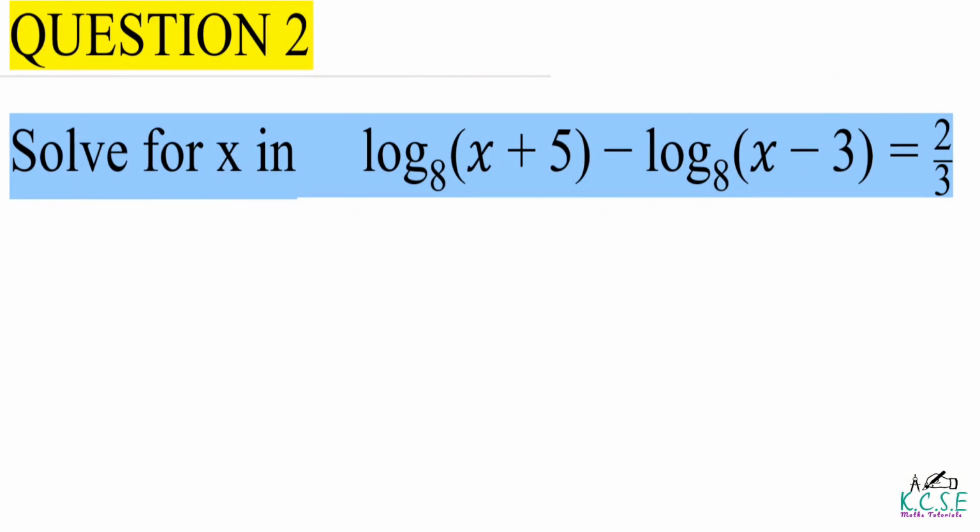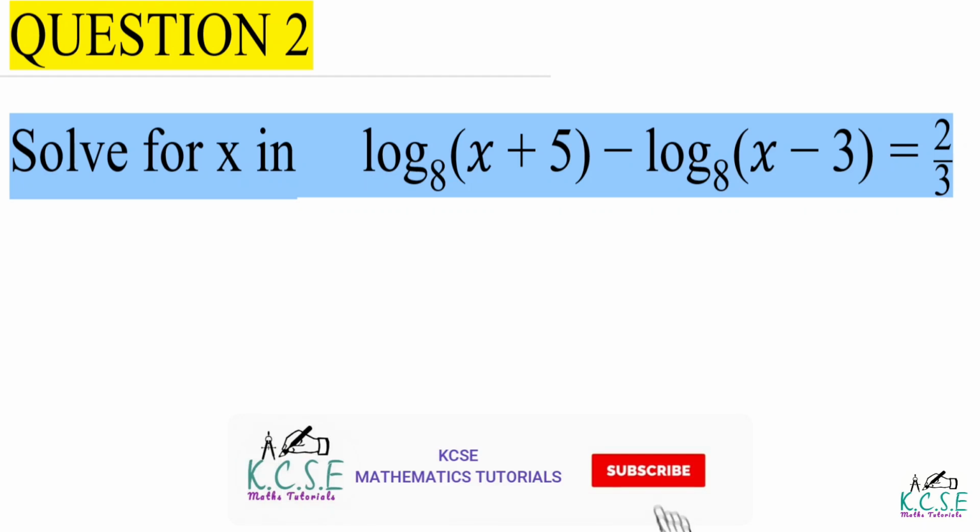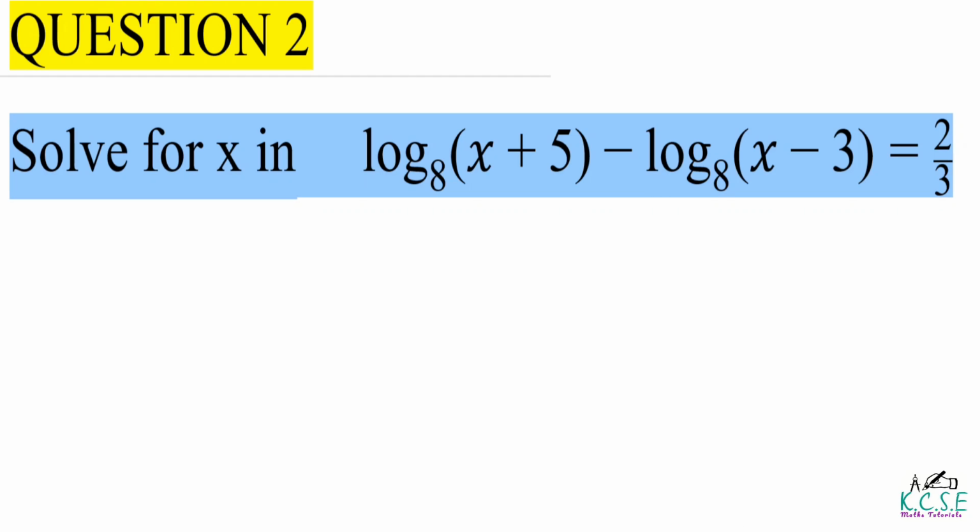Question number 2. Solve for x in log of x plus 5 to the base of 8 minus log of x minus 3 to the base of 8 is equal to 2/3. One thing before we begin the question, you're supposed to observe that this is written in logarithmic notation, that is log of x plus 5 to the base of 8. So the odd one out is 2/3.